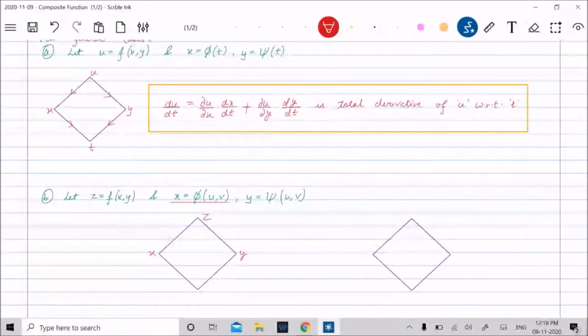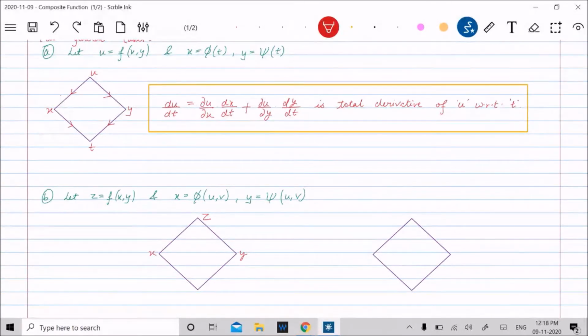X is a function of u and v, actually x and y both are functions of u and v, so you have to make two pictures this time, right? Because there are two independent variables for this complete tree, one is u and one is v. So one tree will have u at the bottom, and another tree will have v at the bottom due to the presence of two independent input variables, right? And z will be at the top. Z is depending on x and y, and x and y depending on u and v. So you will be having two different trees to represent this situation, right?